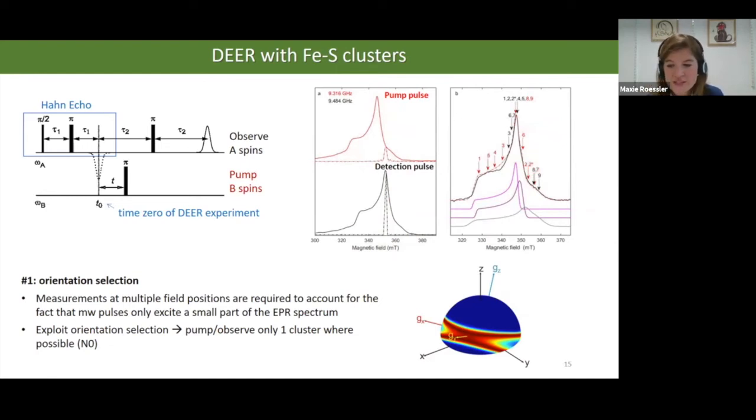So orientation selection can be an advantage, and indeed in our case it really is an advantage, because what you can see here is that at the high field positions, we only have the N0 cluster contributing. So this should really help us in the assignment, in our task to figure out what is the outermost cluster. And of course, this comes at the cost of signal to noise, because as you go to the outer edges of the spectra, you really lose signal intensity. And I'll come back to this practical but really important point.